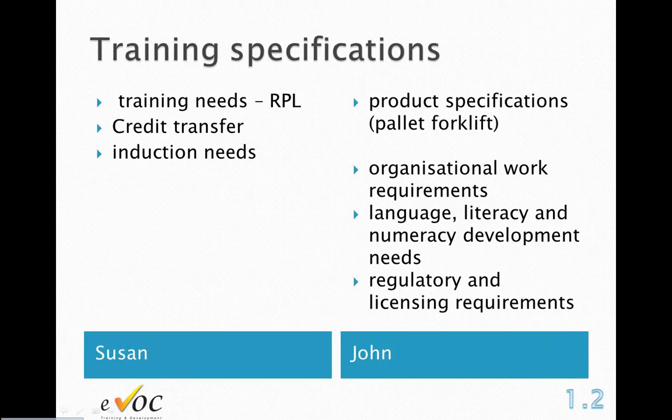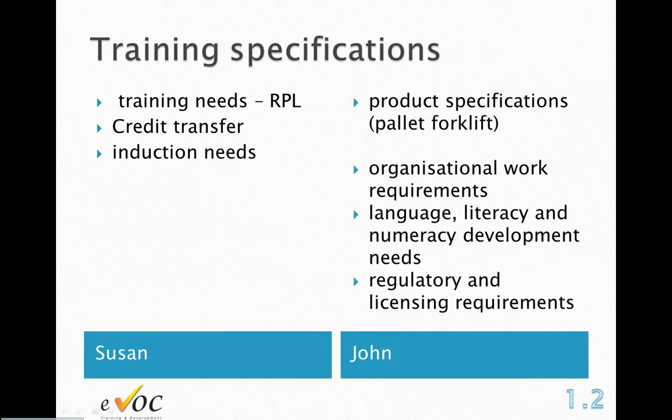Now for John, he has product specifications. Because we're applying a more generic forklift license situation with him, we need to work with the stakeholders and access specific training specifications. So we need to fine-tune his training program specifically for pallet forklifts, but also when we're training him in the workplace, we would need to understand the product that the pallet forklift will be lifting, and then understand all of the OH&S, occupational health and safety risks around that.